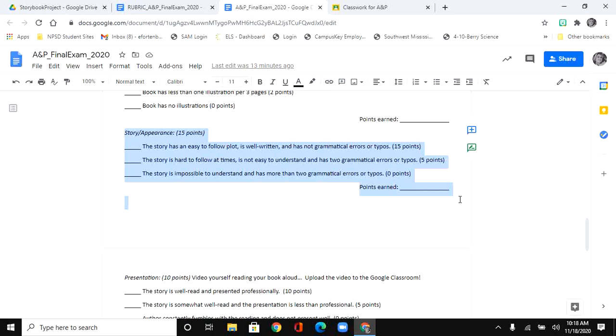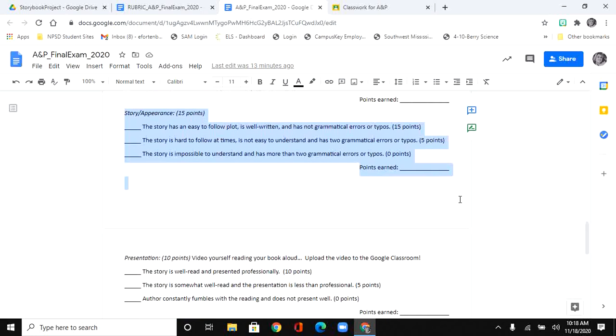I want it to be very well written, which means that there's no grammatical errors, that there's no typos. Utilize spell check and grammar check on your computer to make sure that you don't have grammatical errors or typos. So if you have an easy to follow plot, it's well written, no grammatical errors or typos, right there, that's 15 points, okay? If you start to sway away from that plot line and it gets really hard to understand, or I find grammatical errors or typos, you begin to lose points.